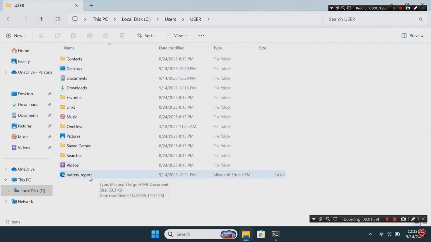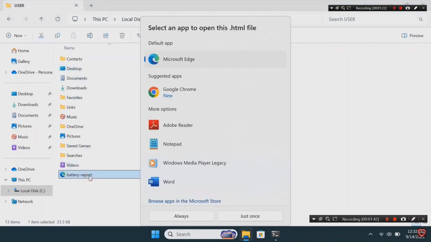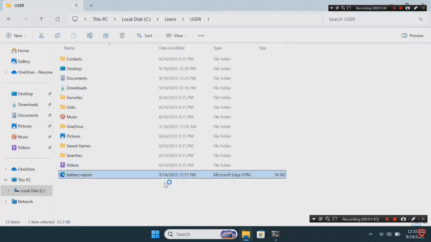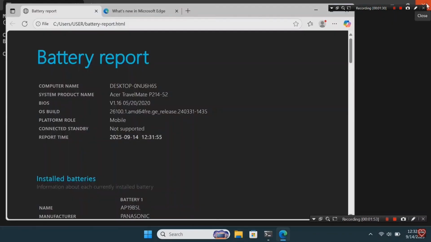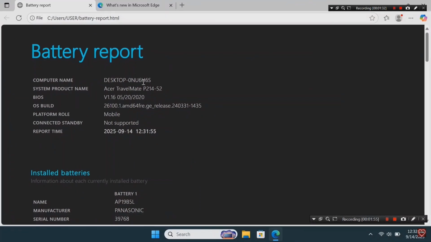Next, there will be a battery report, friends. Just double click on it and then click always. Well, it will open like this, friends. There is information about what laptop we are checking. Here the laptop information is according to the brand, for example if this laptop happens to be an Acer laptop.